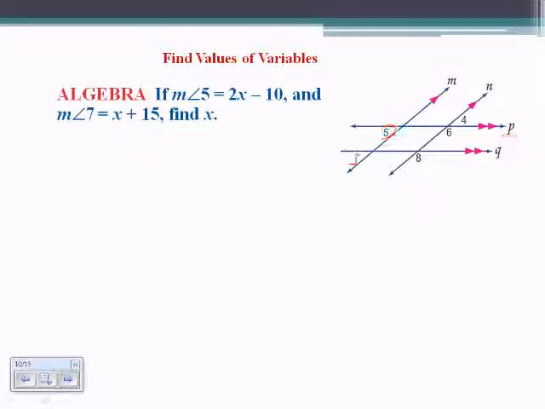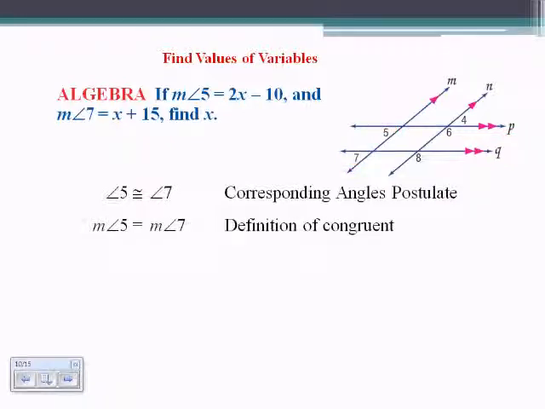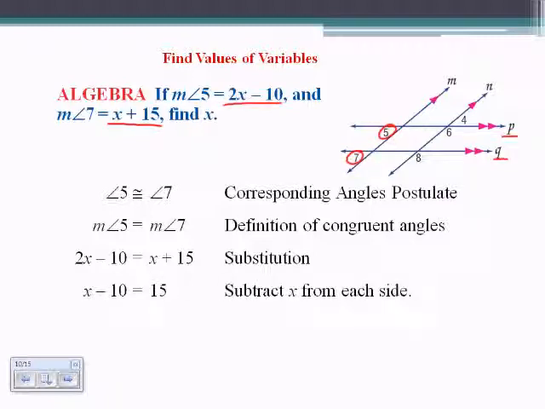So we can go ahead and go through the list here. 5 and 7 are corresponding angle postulates, they're congruent to each other. They're equal, definition of congruent angles. We know then by substitution we can take what 5 equals, 2x minus 10, and what 7 equals, x plus 15, substitute those values in, and then it's just an algebraic solve for the value of x. We go ahead and subtract x from both sides. We're going to go ahead and add 10 to both sides, and we're left with x is equal to 25. Okay, same idea with the problem, we just threw an algebraic expression in there and solved.